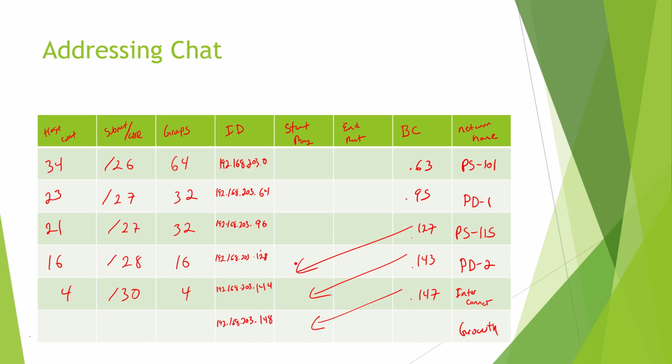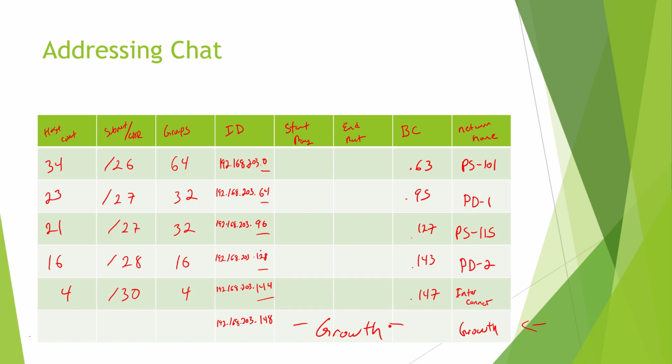So now we have our start and our end. Now we can go what's in the middle. Again, we're building out a number line, so we don't need any overlapping. 0, 64, 96, 128, 144, 148. You'll notice this one is growth. We're not going to touch this one anymore. We only really needed the 5 networks. This is just left for future growth. We're only dealing with the 5 networks we needed.